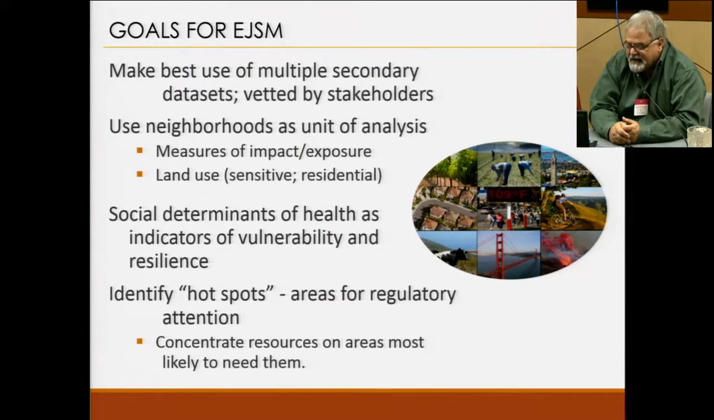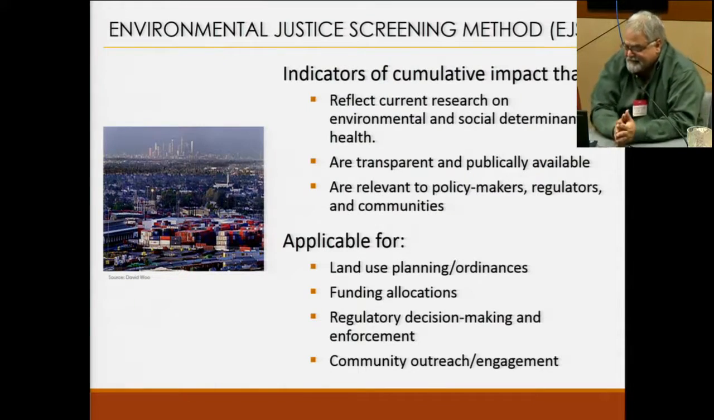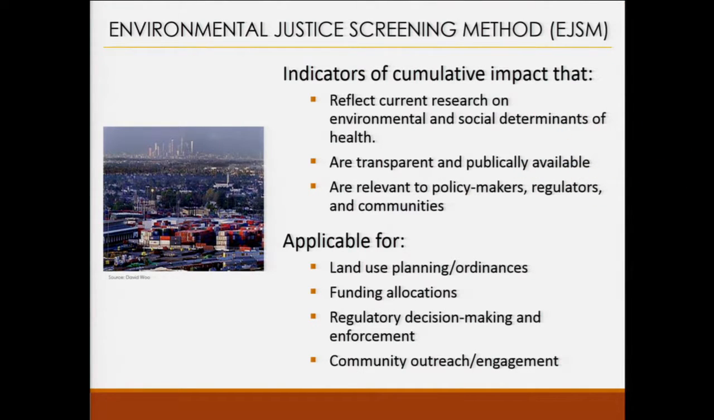And finally, the goal for a screening method like this is to identify hotspots for regulatory attention and for additional study. Perhaps, for example, to concentrate resources or concentrate investigation on these areas that are probably most likely to require more understanding. So in the environmental justice screening method, we've developed indicators of cumulative impact that come from the current research on both the environmental and the social determinants of health. We've selected them such that we are using publicly available information so it can be replicated and used by others. We want to use them in a transparent way, and also develop those indicators in a way that's relevant to a variety of stakeholder groups, from policymakers to regulators to affected communities.